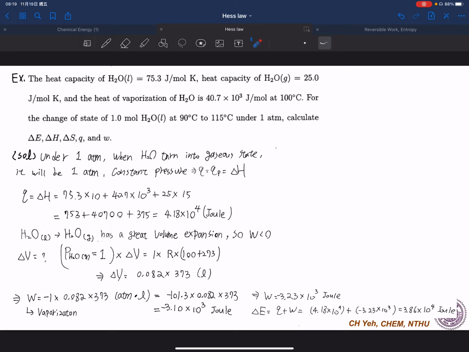Because this is a constant pressure process, Q will be Q_P and equals the enthalpy. This is easy. Basically this is just using n times Cp multiplied by delta T.